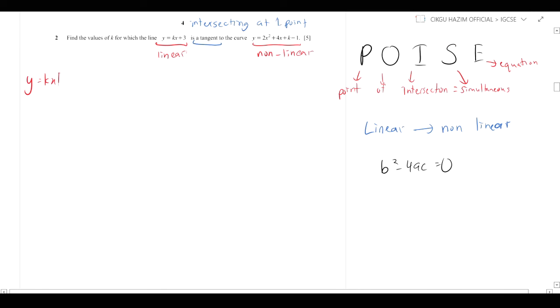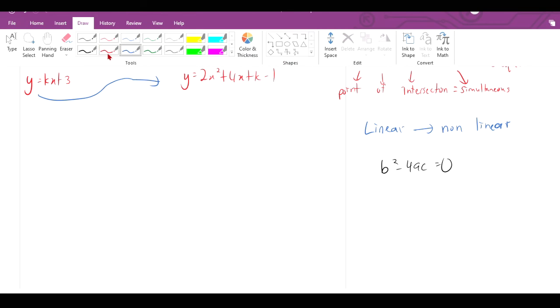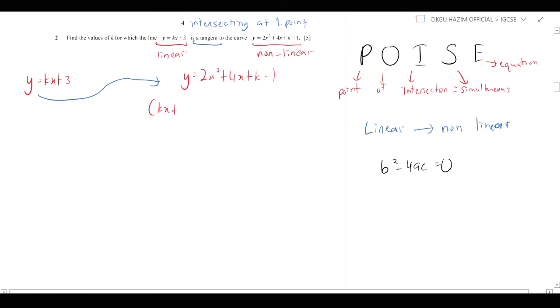y equal to kx plus 3, y equal to 2x squared plus 4x plus k minus 1. You already have y as the subject, then you substitute it to the right side here. Okay, what do we have? It's going to be kx plus 3 equal to 2x squared plus 4x plus k minus 1. Then you move everything to the right side. Open up the bracket, move everything to the right side. It's going to become 0 equal to 2x squared plus 4x minus kx plus k minus 1 minus 3.